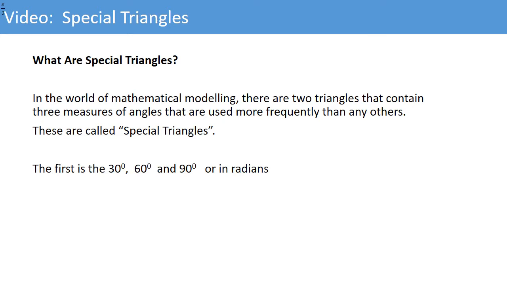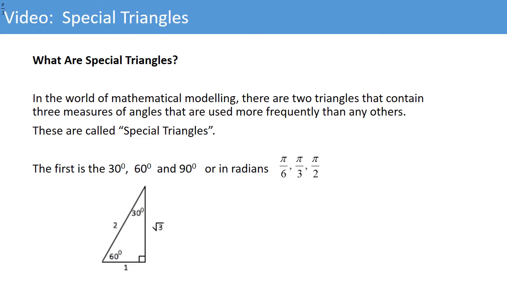The first is the 30, 60, 90 degrees, or in radians, pi over 6, pi over 3, pi over 2. And the second is the 45, 45, 90. Let's take a closer look at the first type of special triangle. You need to make sure that you know this. I would keep it on a separate piece of paper to help you as you're doing these questions.